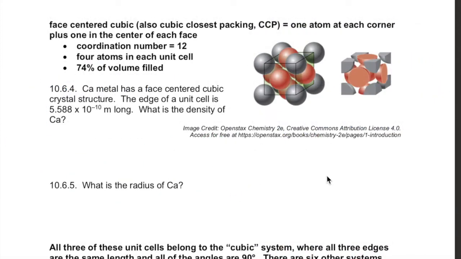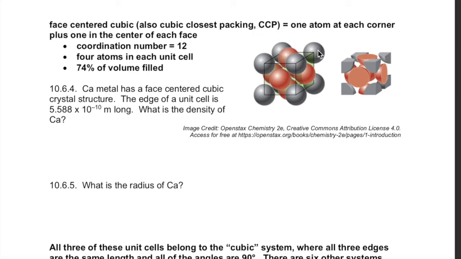This third type of cubic unit cell is a face-centered cubic. This is the closest packed that spheres can be in this cubic structure. So another name for this type of structure is cubic closest packing.